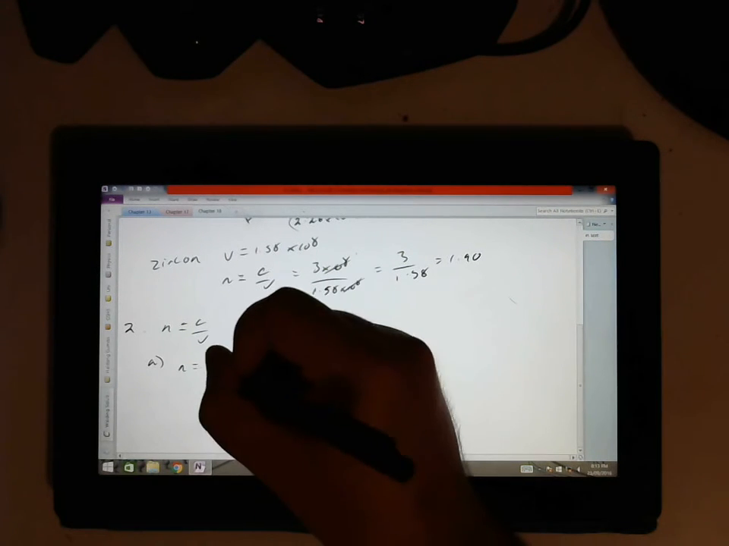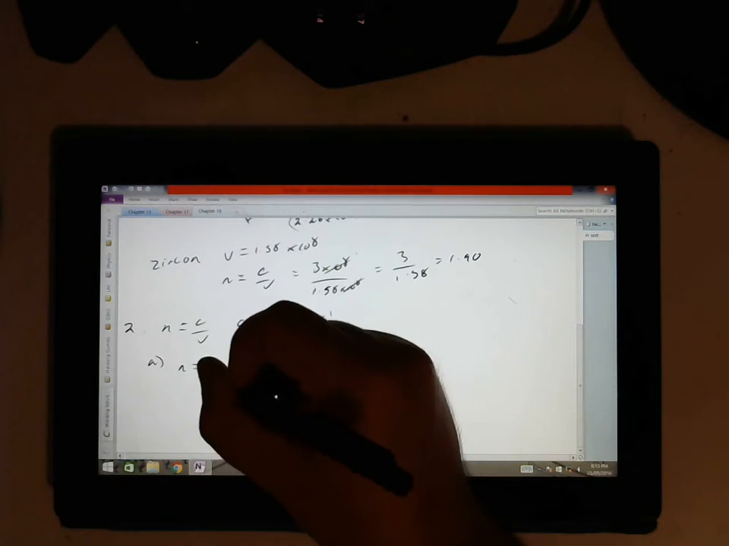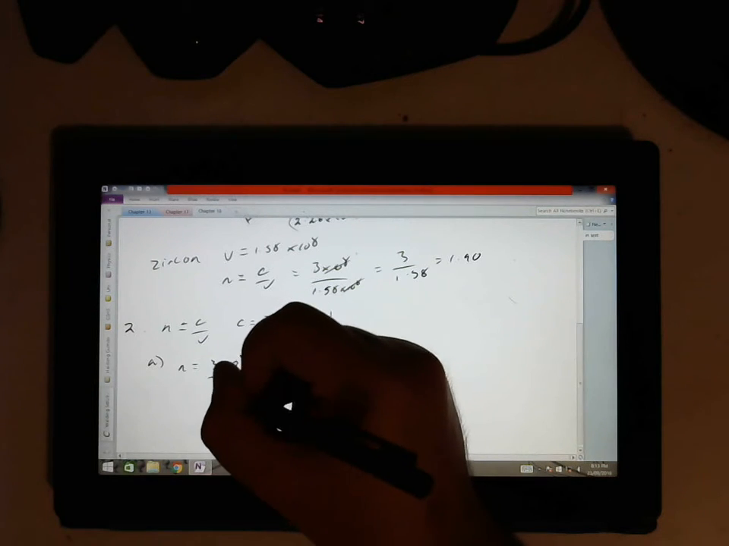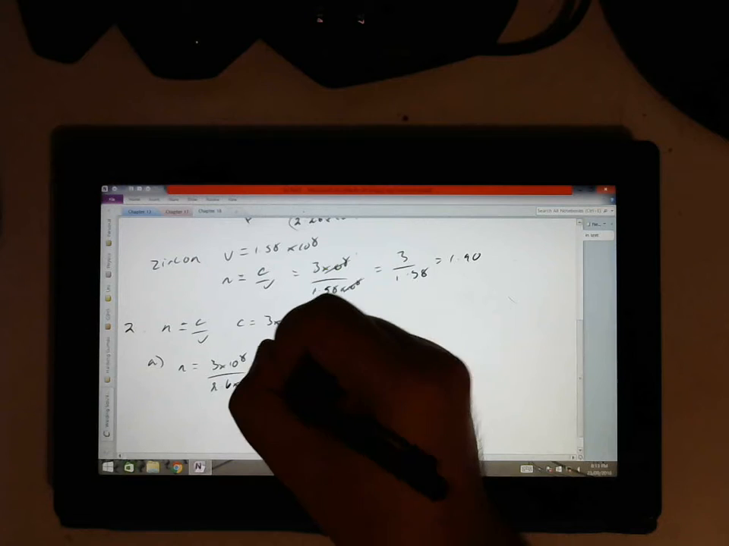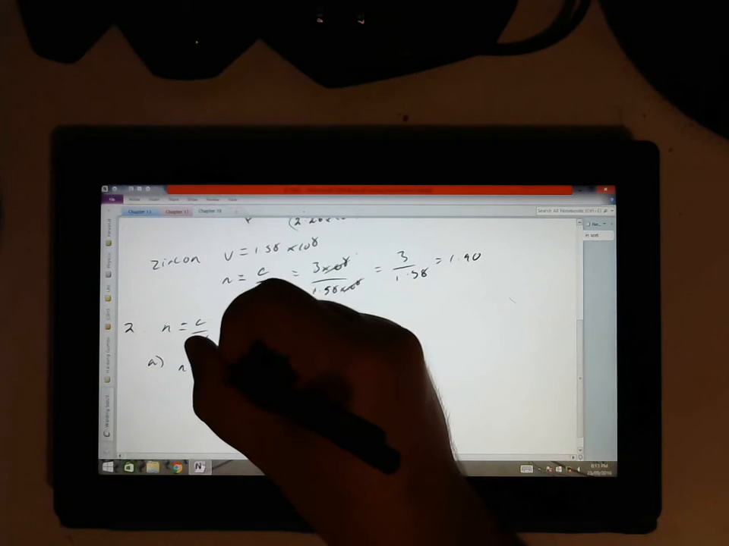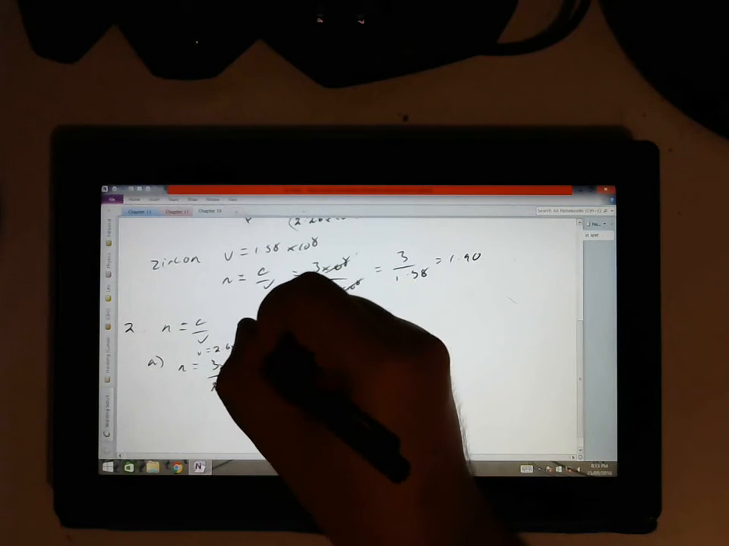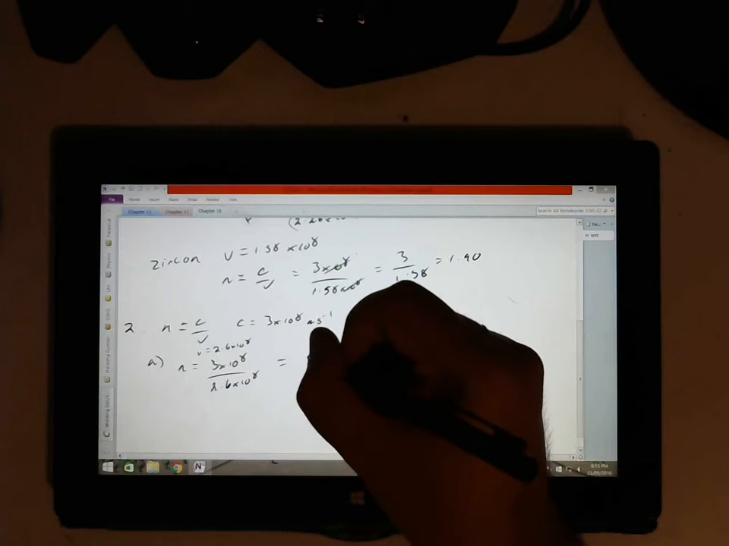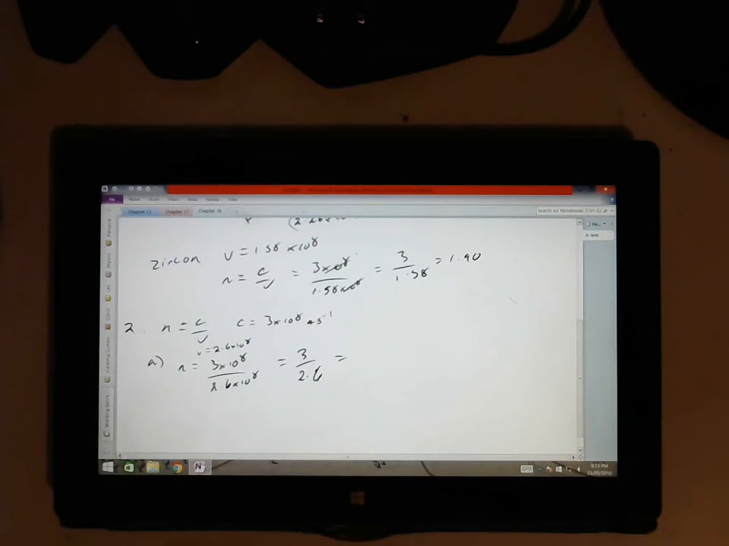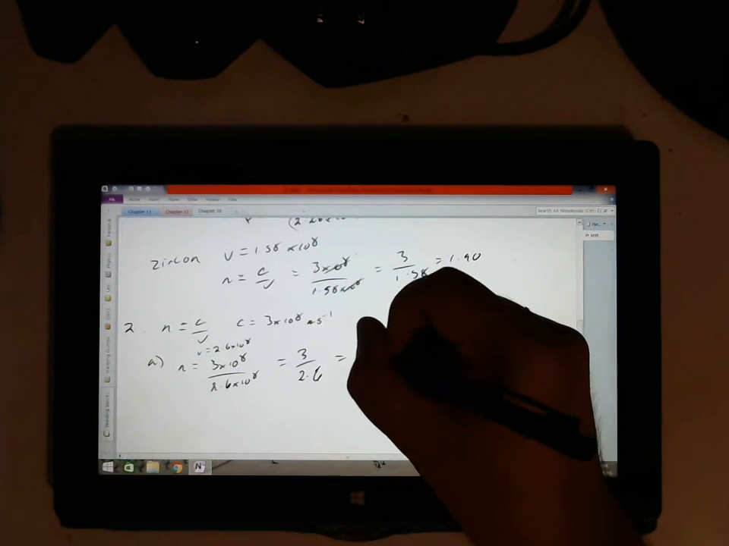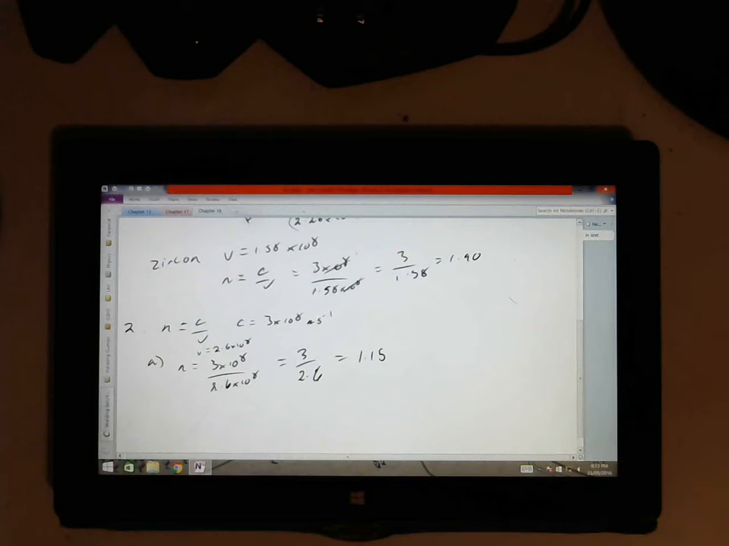So, let's chuck it in. n equals 3 times 10 to the 8, and we see that the first one, we've got a value of 2.6 times 10 to the 8 to use. Okay, we're given that as a velocity. That's going to be the same as 3 over 2.6. And we get 1.15. Remember, no units for refractive index.